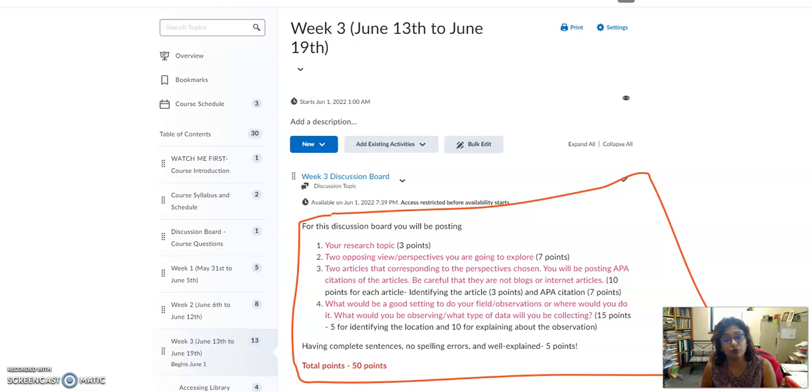You would have to do 4 hours, 2 hours each, or however you want to split it, 1 hour. You have to do a total of 4 hours. You do not have to interact with anybody. You do not have to do anything. You just have to observe that setting related to your topic.